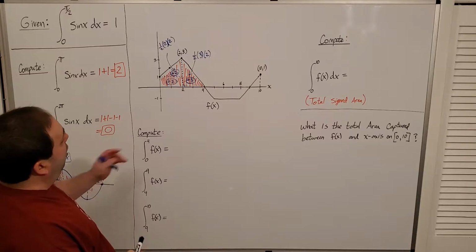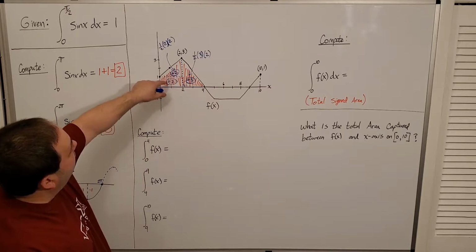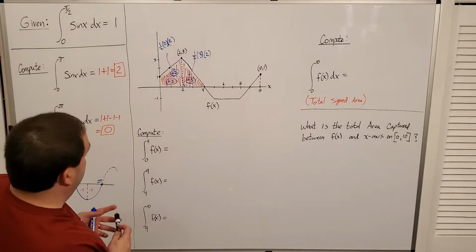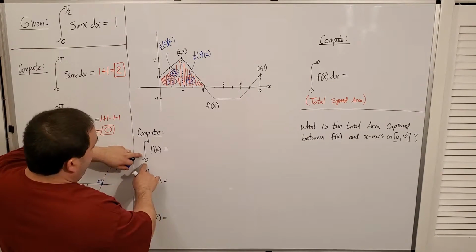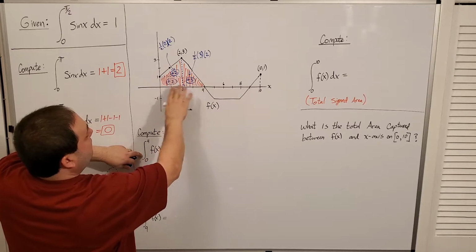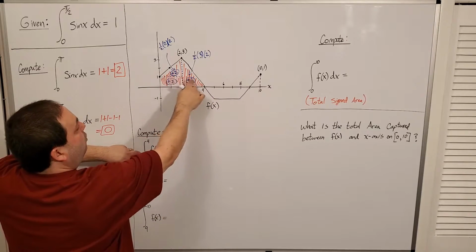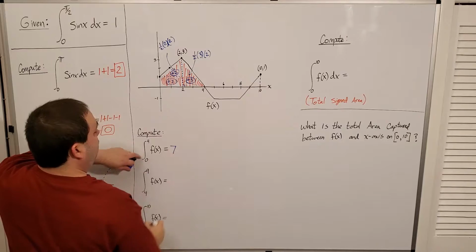Now, the total add up, right? They're nothing but positive values. So I can compute the definite integral from 0 to 4 by just adding those up, right? That's 4 plus 3. This total should be 7.